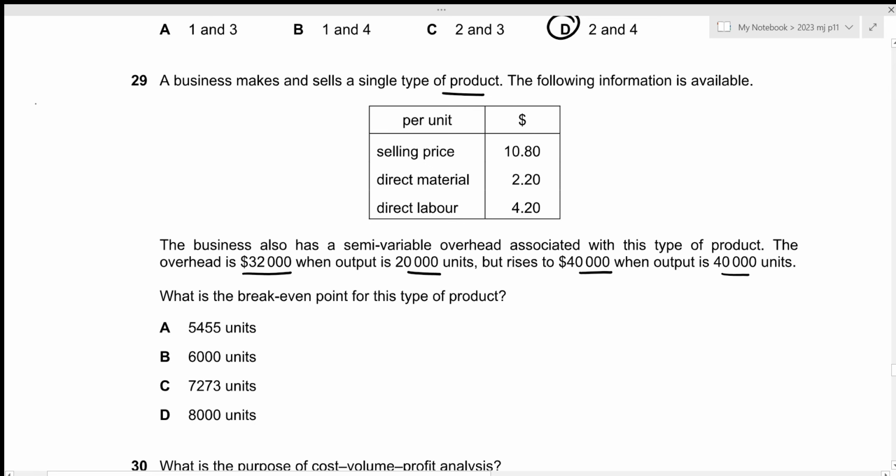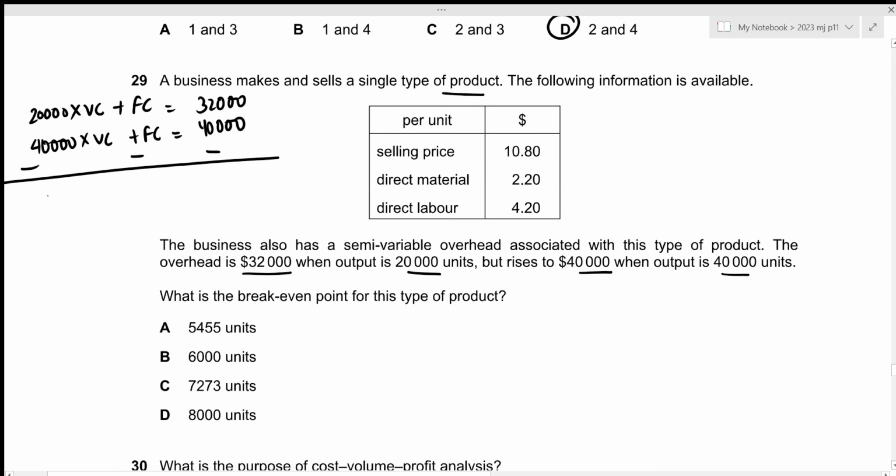For 20,000 units, that's going to be 20,000 times variable cost per unit plus the fixed cost. This will result in 32,000. For 40,000 units, that's 40,000 times variable cost per unit plus fixed cost, which results in 40,000. Let's subtract the second equation from the first one. That will be 20,000 minus 40,000, so that's minus 20,000 variable cost. Fixed cost will get cancelled. Then we have 32,000 minus 40,000, that results in negative 8,000. This gives our variable cost per unit to be 8,000 divided by 20,000, which results in 0.4.